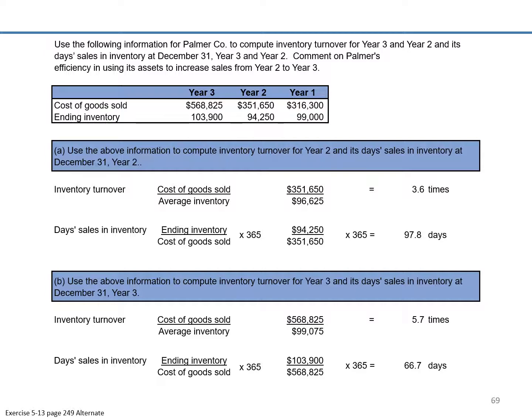Okay, hopefully you did well on that one. Okay, exercise 5-16.